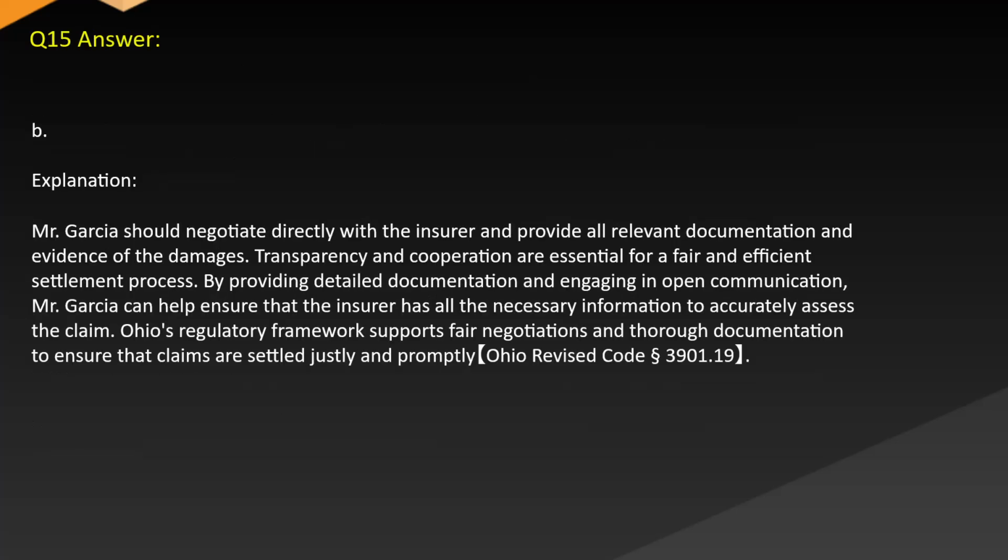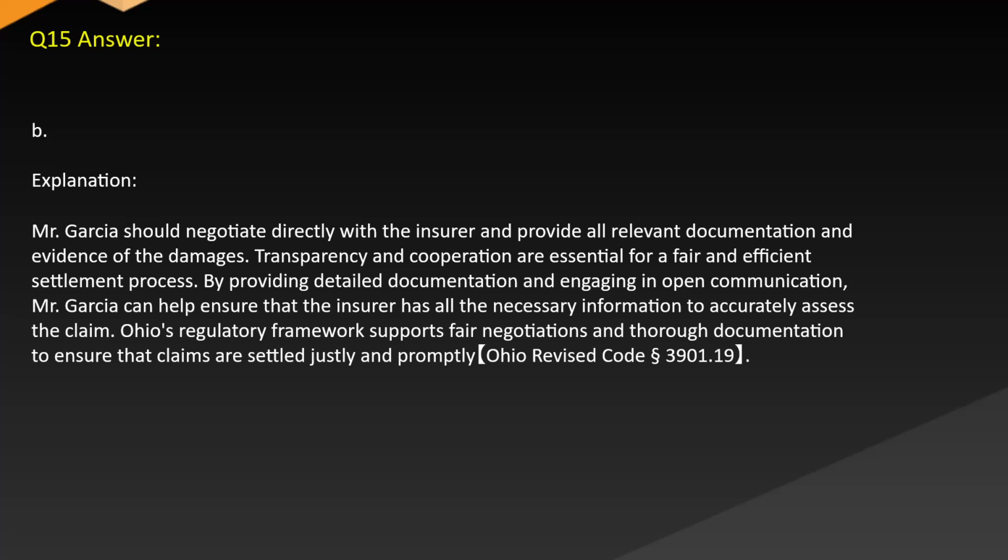Answer. B. Explanation. Mr. Garcia should negotiate directly with the insurer and provide all relevant documentation and evidence of the damages. Transparency and cooperation are essential for a fair and efficient settlement process. By providing detailed documentation and engaging in open communication, Mr. Garcia can help ensure that the insurer has all the necessary information to accurately assess the claim. Ohio's regulatory framework supports fair negotiations and thorough documentation to ensure that claims are settled justly and promptly.